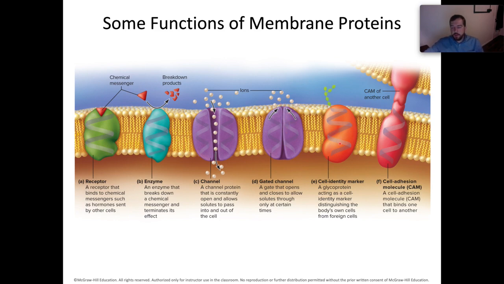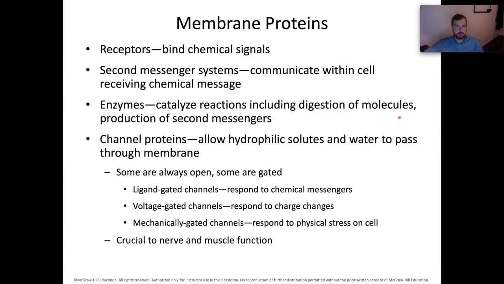Cell identity markers, these tend to be glycoproteins that I told you were like little badges for the cells. And then CAMs. CAMs are cell adhesion molecules, and their specific function is to bind to other cells, to recognize each other, transfer information, or to bind each other to form higher order structures like tissues and organs.